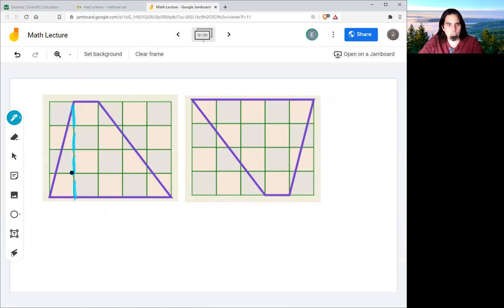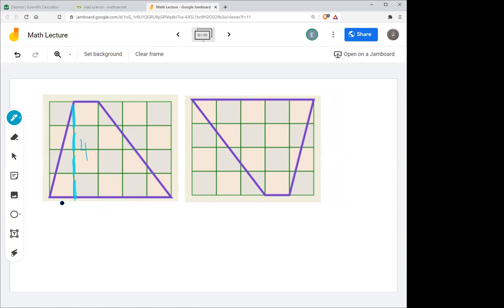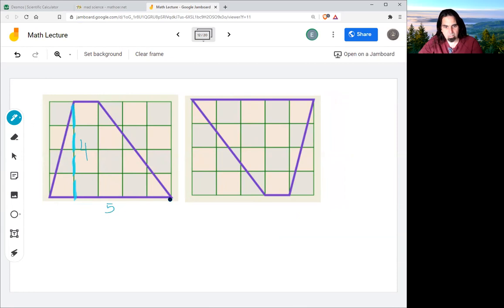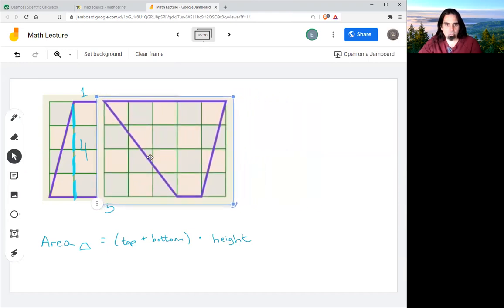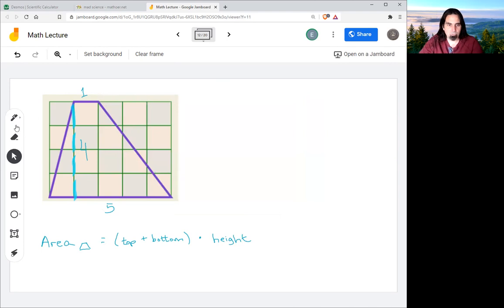Height is 1, 2, 3, 4. Would it be by 4? 1, 2, 3, 4. Let's see, this is 5 on the bottom, and 1 on the top. So here the area for a trapezoid is top plus bottom, times height. And at that point you had the whole parallelogram, and then divide by 2.